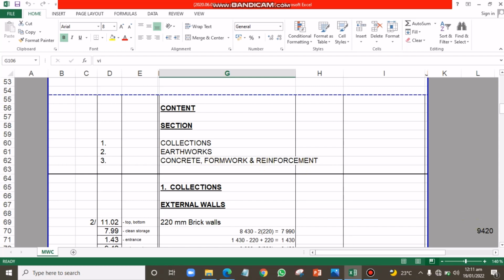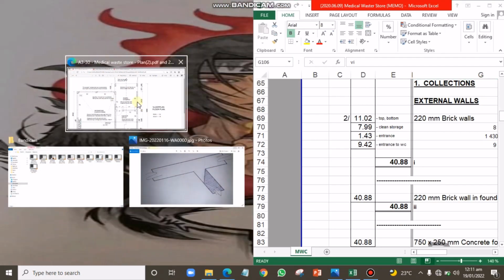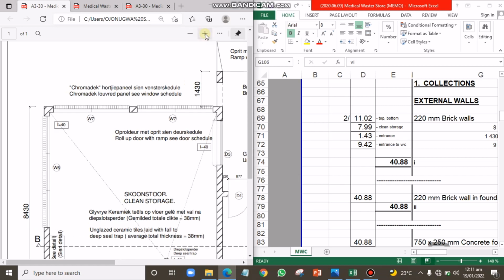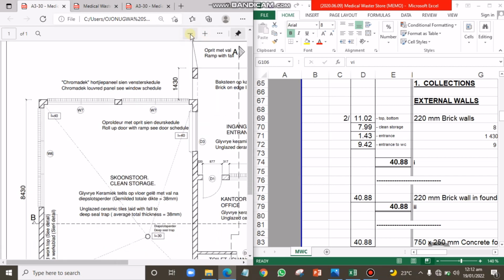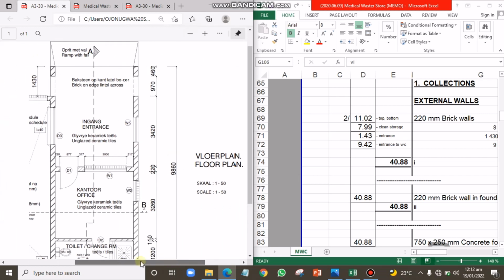So let us take a look at the collection. In order to do so, I'm going to split my screen into two so that we can have a proper understanding. So this is the floor plan. Let's reduce it a little. All right, sorry, I'm zooming in. All right, so we have the floor plan. I'll be pivoting it this way.